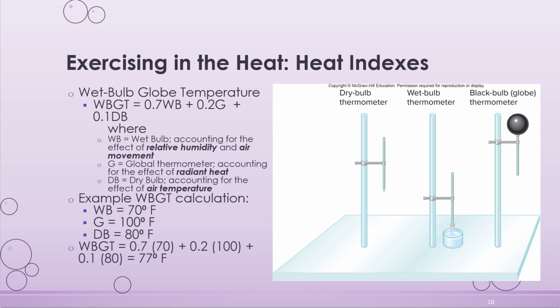The wet bulb globe temperature, or WBGT, is a composite index that considers air temperature, relative humidity, and radiant heat from the sun or solar radiation and the ground.